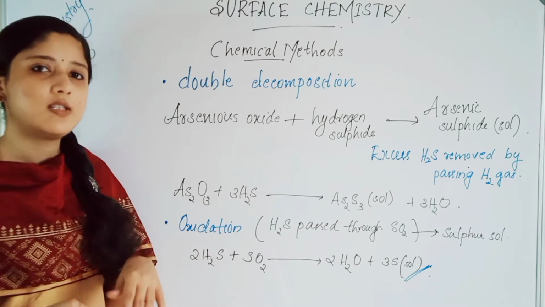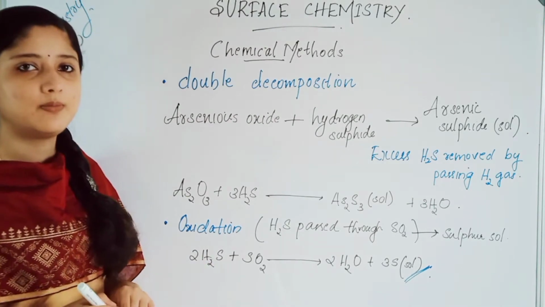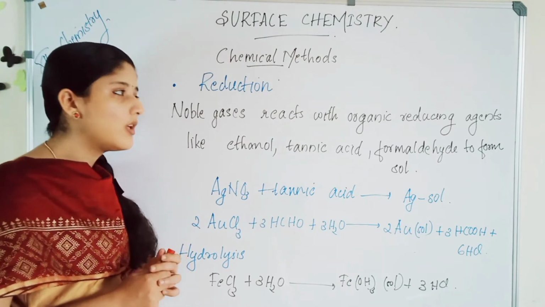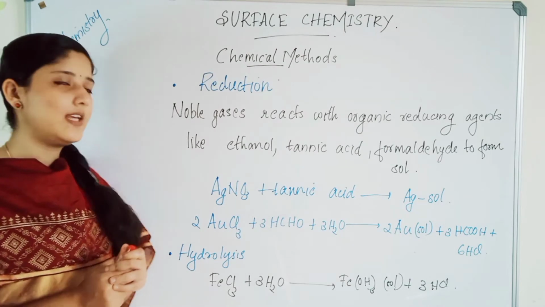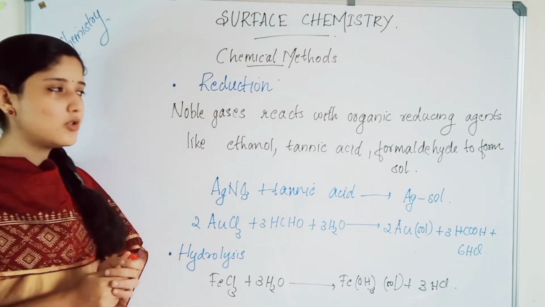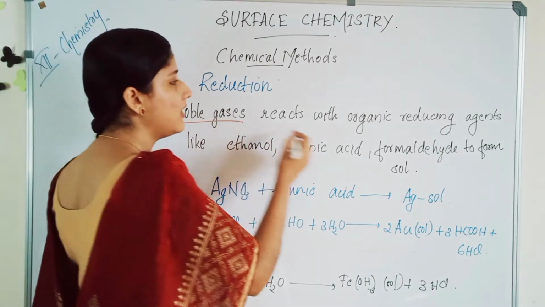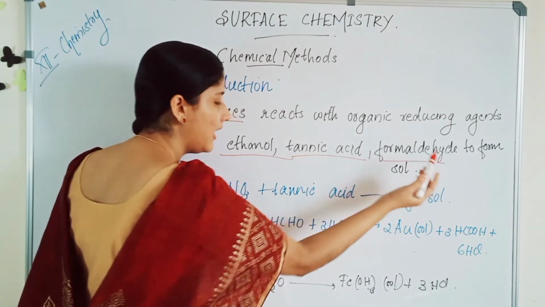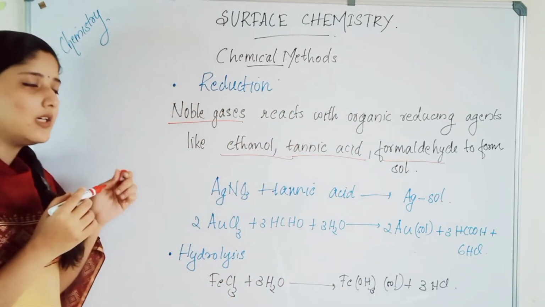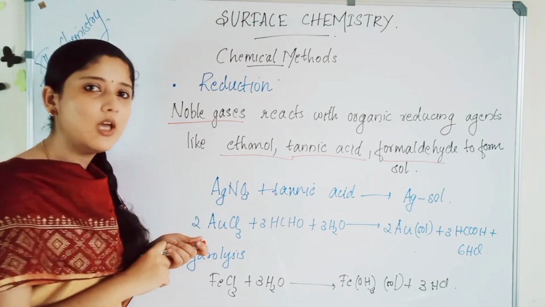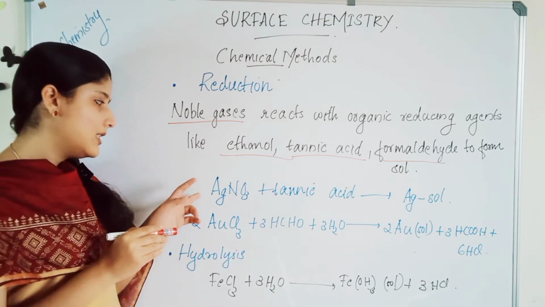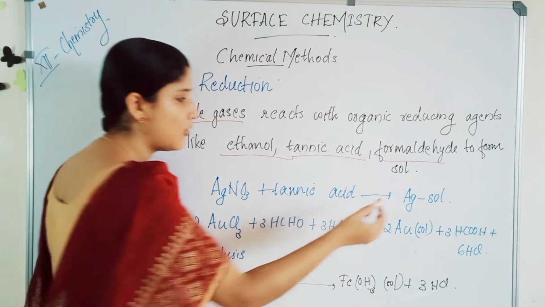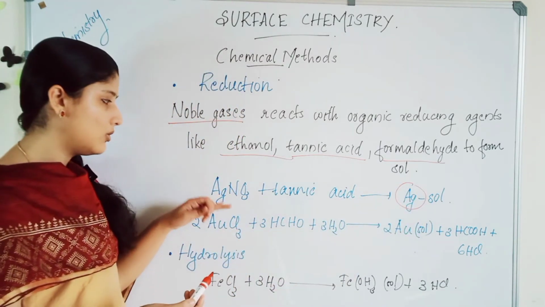Next, let us study the reduction method. In reduction reactions, noble metal salts usually react with organic reducing agents like ethanol, tannic acid and formaldehyde to form the colloidal solution or the metal particles. For example, silver nitrate plus the organic reducing agent tannic acid will give you what? Silver colloidal particles you will get through this reaction.